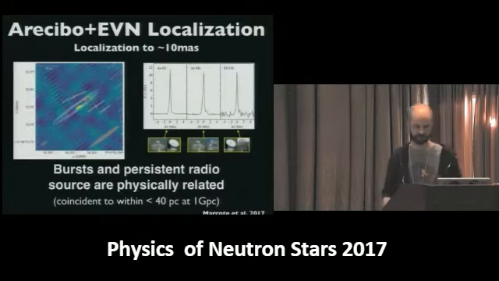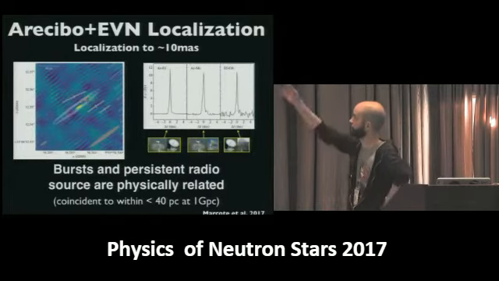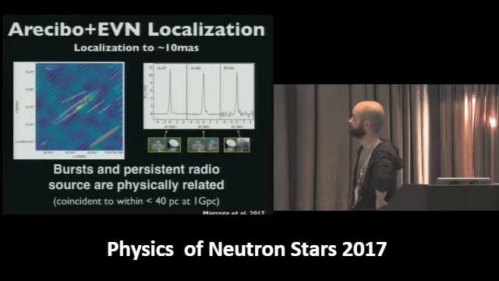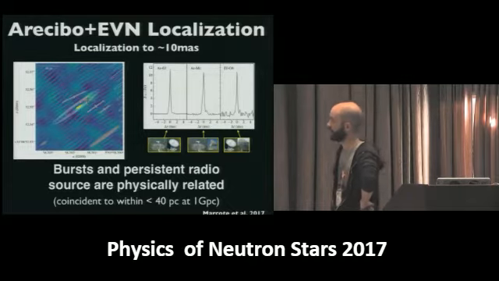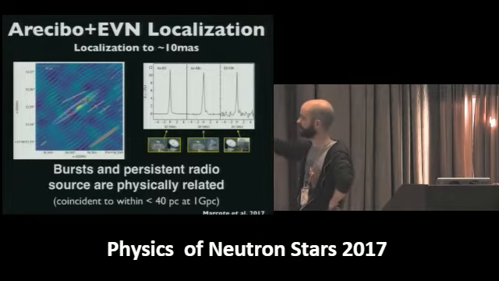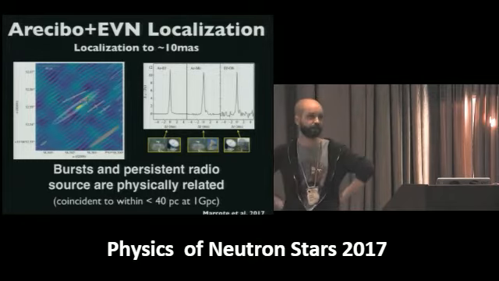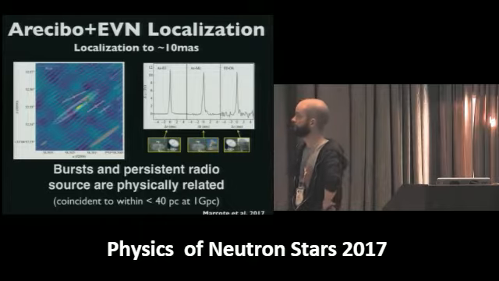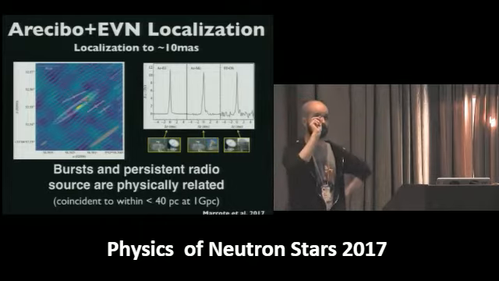And lo and behold, we have a number of weak bursts and one very bright burst that are detected by these telescopes, and we're able to actually localize the source of the burst to be within at least 10 milliarcseconds from the position of this persistent radio source. And we've also established that this persistent radio source is compact.